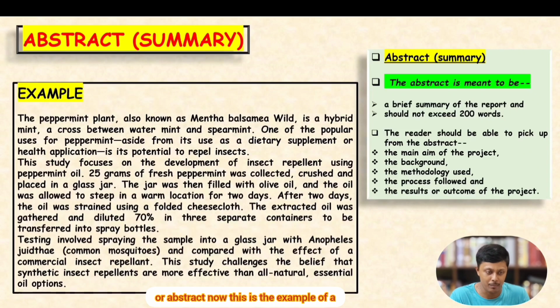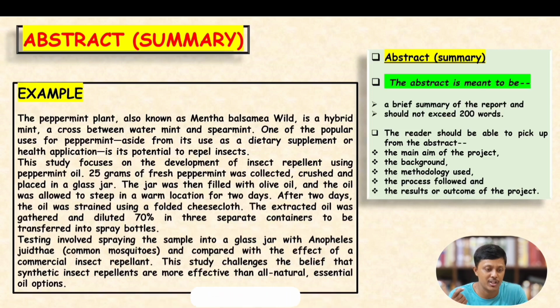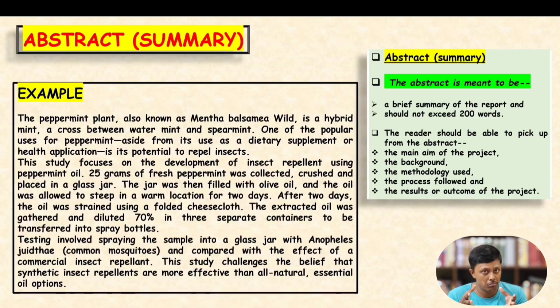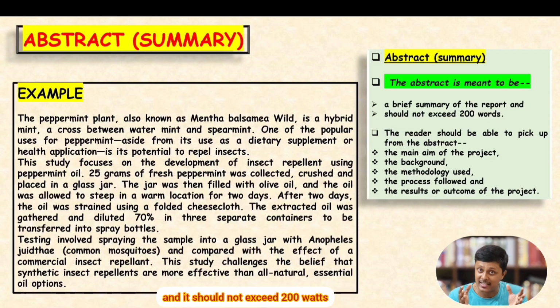Now, this is the example of a summary or abstract. This is written about the peppermint plant. Mentha balsamea wild is a hybrid mint cross between watermint and spearmint. One of the popular uses for peppermint, aside from its use as a dietary supplement or health application, is its potential to repel insects. In that way, it follows the complete example of summary or abstract, where you can find the summary of the report and it should not exceed 200 words.